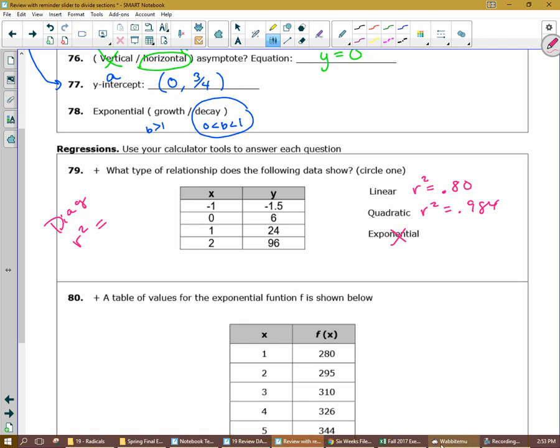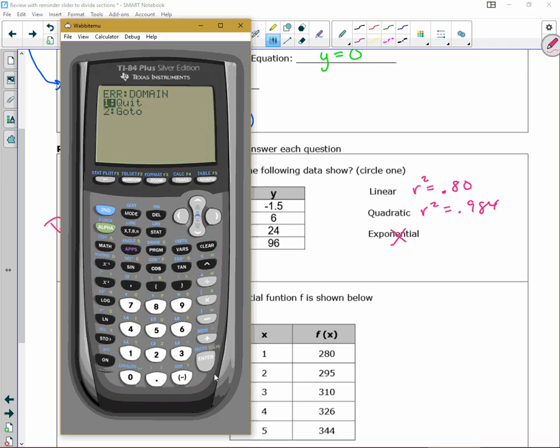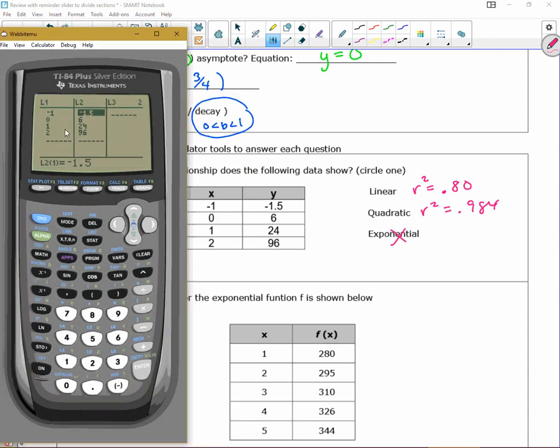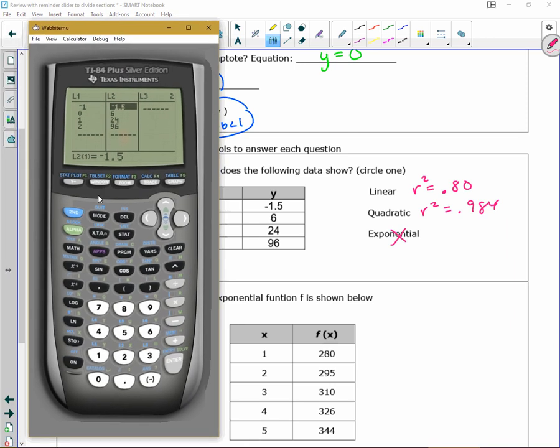So another way to check, just to make sure I didn't mess anything up, let's go back to my table. -1, 0, 1, 2, -1.5, 6, 24, 96. Nope, that should be it. Okay. So if you divide each one and you get the same number, then it's exponential. Okay, so let's see. 24 divided by 6 and 6 divided by -1.5.